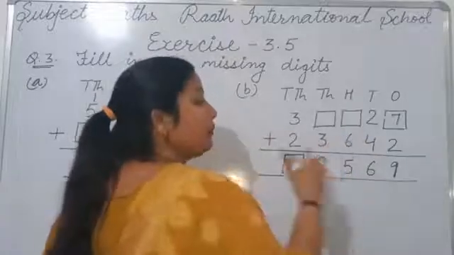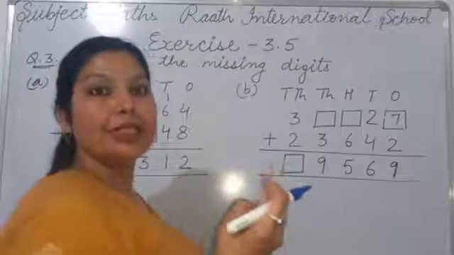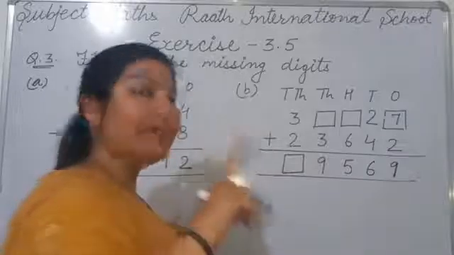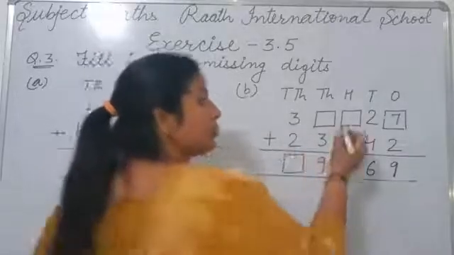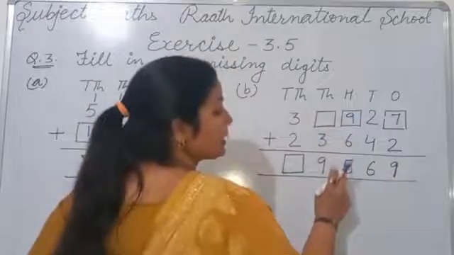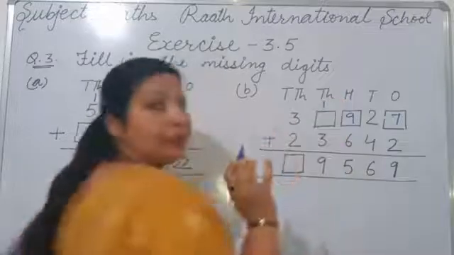So in 6, what do we add to get 15? After 6 we will count: 6, 7, 8, 9, 10, 11, 12, 13, 14, 15. So that means we will add 9. 9 plus 6 should be 15. So we write here 9. Then 9 plus 6 is 15. So we write here 5 and 1 goes carry.